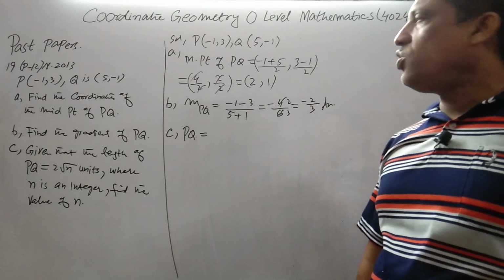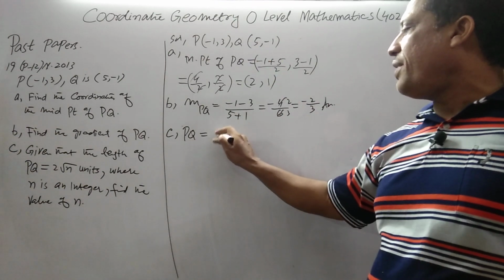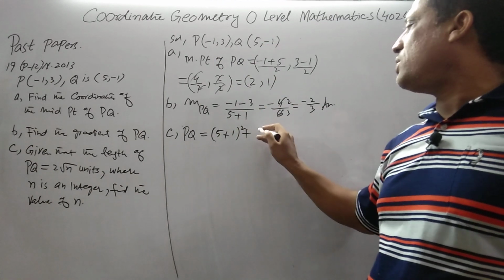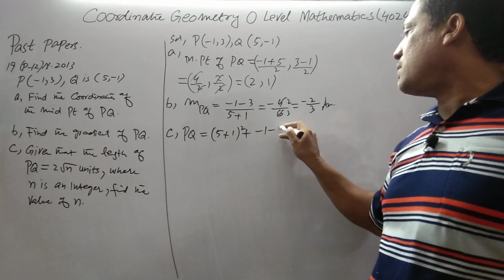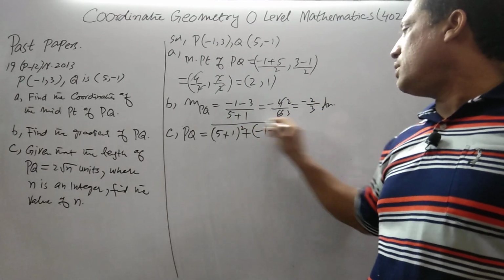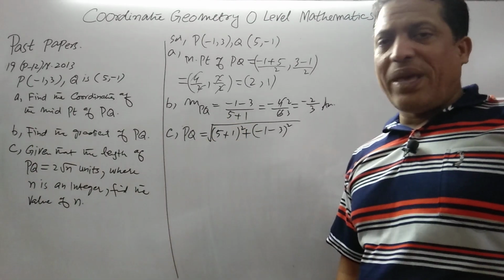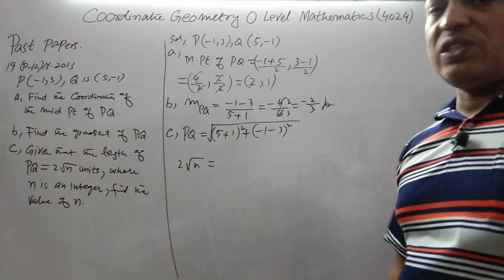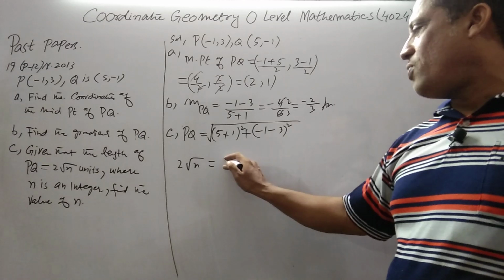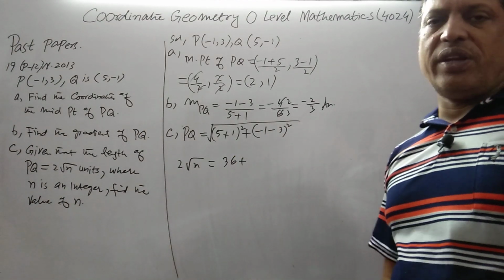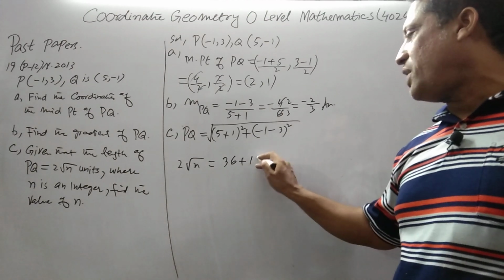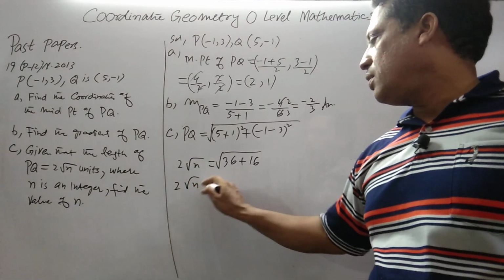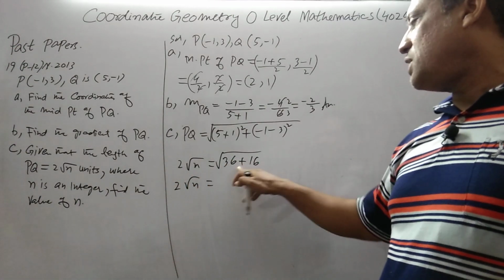What is the distance formula? The distance formula is square root of (x2 minus x1) whole squared, this is x2 5 minus this is x1 minus 1, minus minus plus 1, squared, plus (y2 minus y1) squared, this is y2 minus 1 minus 3, whole square root. And this length of PQ is given 2 root n. 5 plus 1 is what? 6. 6 squared is 36. Minus 1 minus 3 is what? Minus 4. Minus 4 squared is plus 16. Okay, 2 root n.